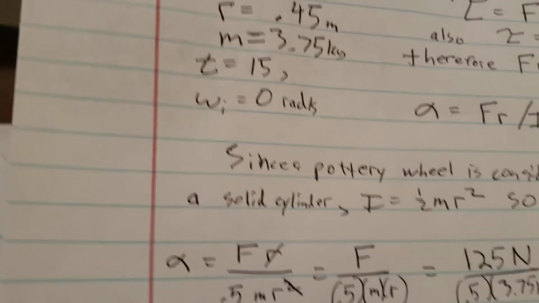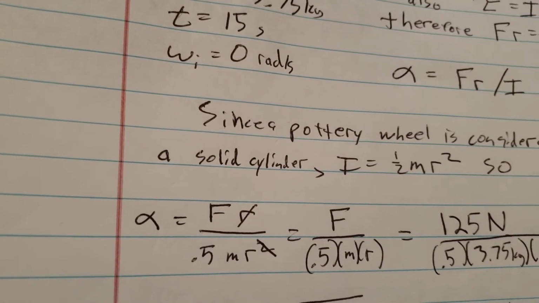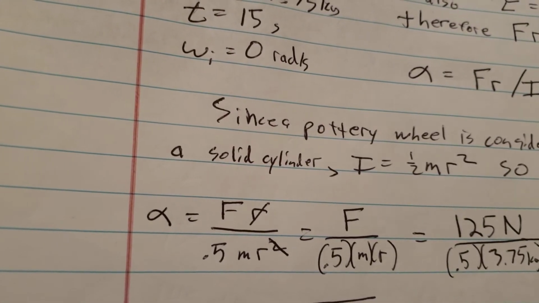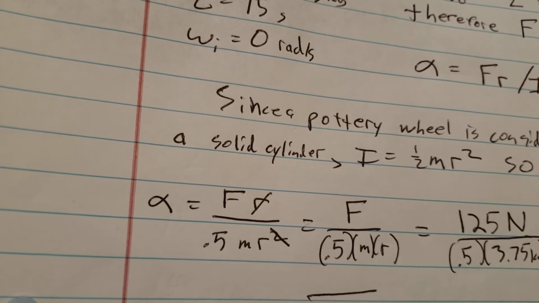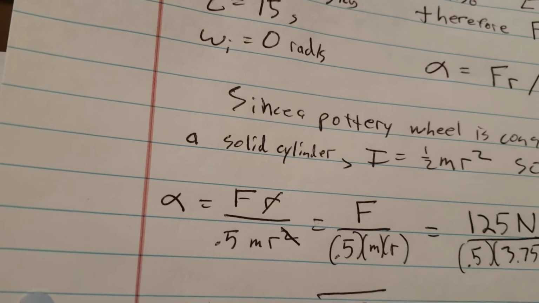Substituting, alpha is therefore equal to F times r divided by 0.5 m r squared. The r on the top in the numerator cancels out one of the r's in the bottom from r squared, leaving us with F divided by 0.5 m times r.